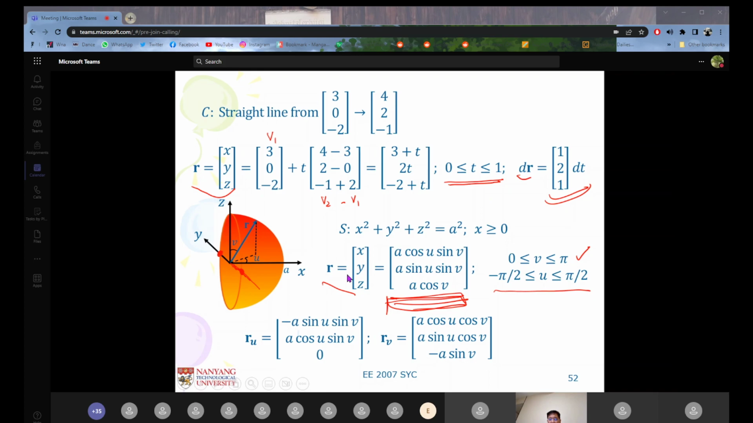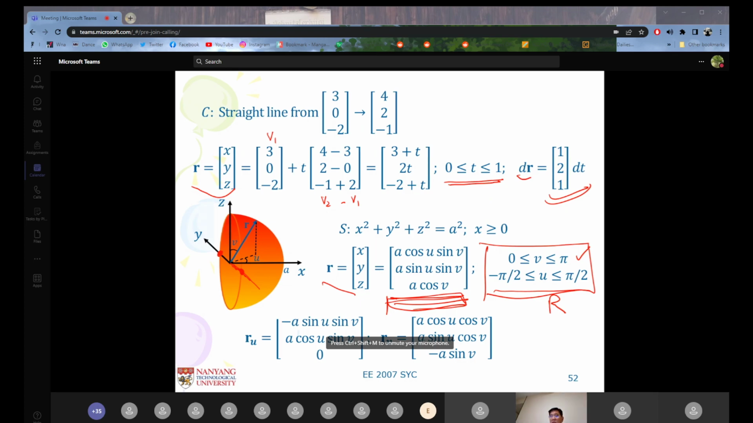Once you get the directional vector, I need to get the normal to the surface. So I need to differentiate R with respect to U first, and you get this vector. I differentiate R with respect to V, and I get this vector. Then take the cross product of these two, and I get the normal to the surface. And then I change the integration into a surface integration over this new rectangular region.